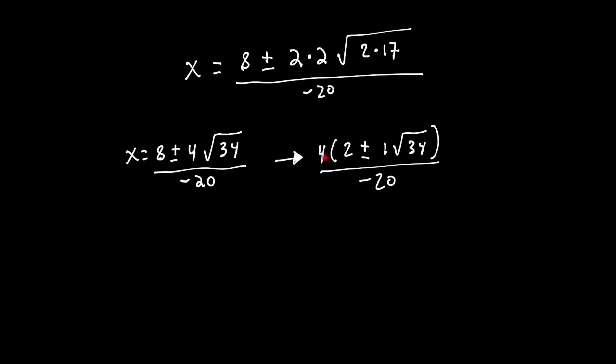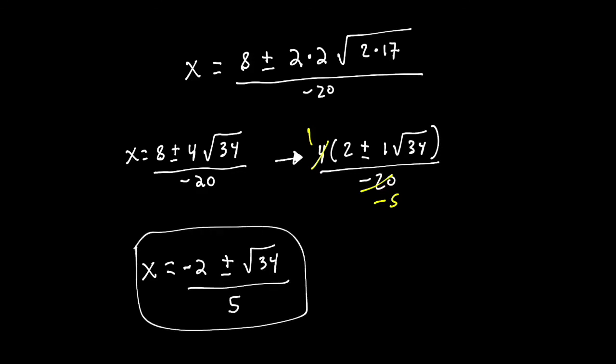And now I can reduce the 4 and the negative 20. So that's just going to reduce to 1 over negative 5. So I get as my final solution, and here I'll put the negative with the numerator. So I'll get that x is equal to negative 2 plus or minus root 34 all over 5. And notice that when I put the negative with the numerator, it should distribute to the radical 34, but it won't matter. You'll still have plus or minus. So there we go.